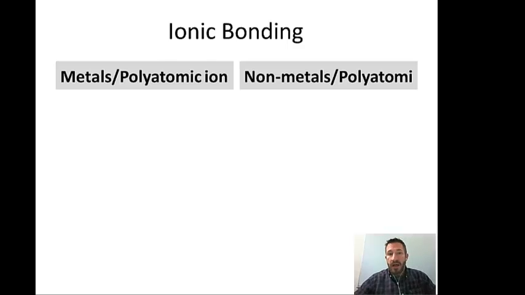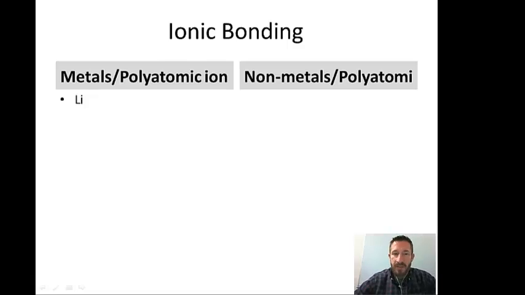So ionic bonding can be a combination of a metal and a polyatomic ion with another non-metal or polyatomic ion. Now notice the first one that's written always has to be a metal or a polyatomic ion. Now the second one that's written can be a non-metal or a polyatomic ion, and this will make more sense as we go through the example.